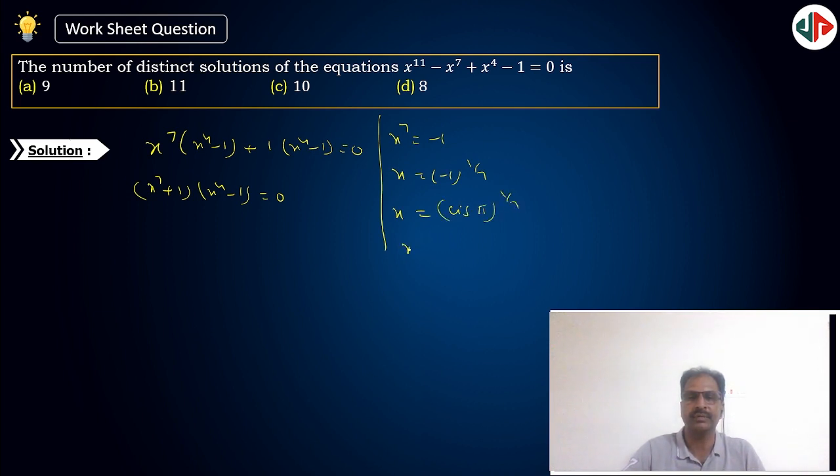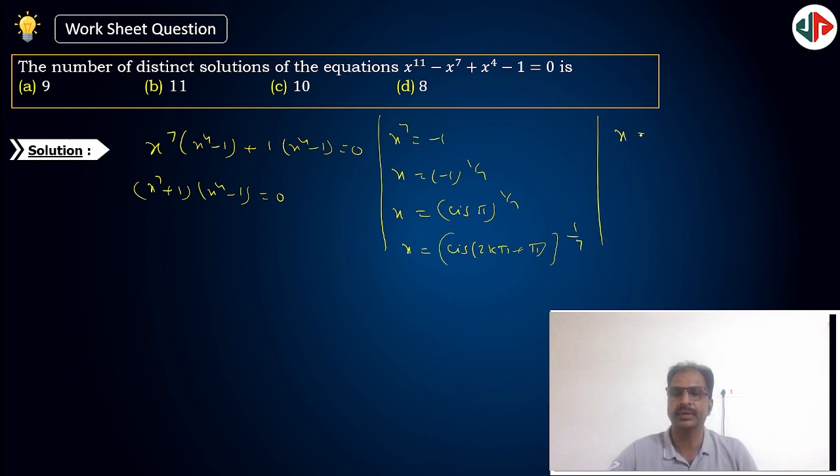To get all the 7 values, theta should be written as 2k pi plus theta, by using De Moivre's theorem. This is cis theta whole power n will be cis n theta, where k is equal to 0, 1, 2, 3, 4, 5, 6. Therefore, what are the 7 values here?